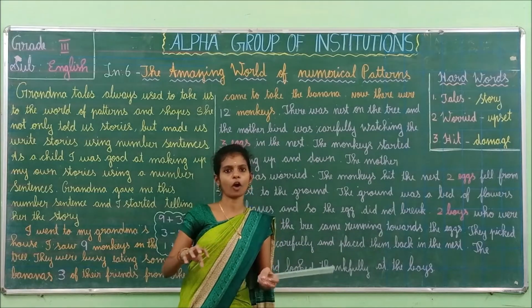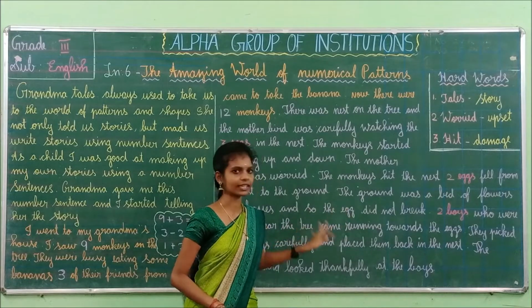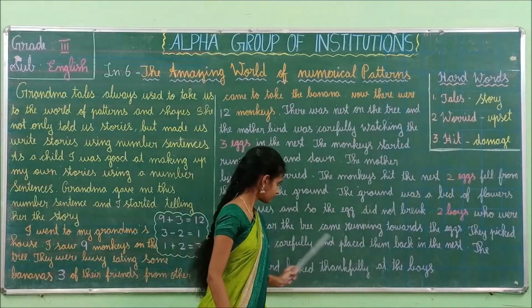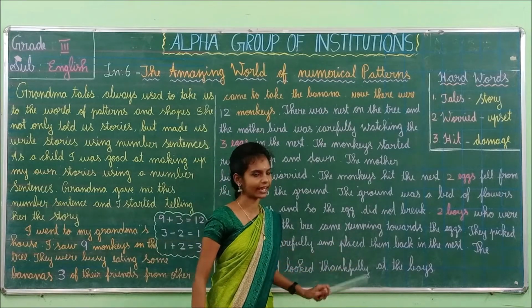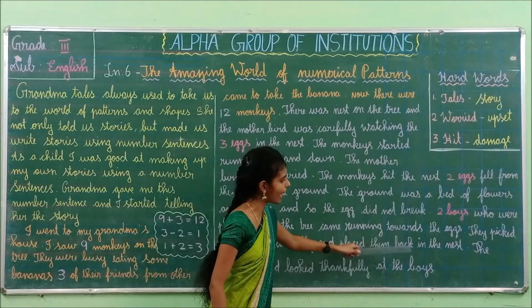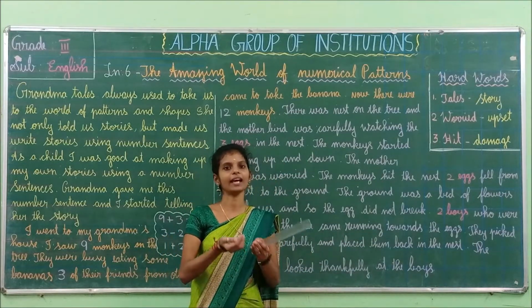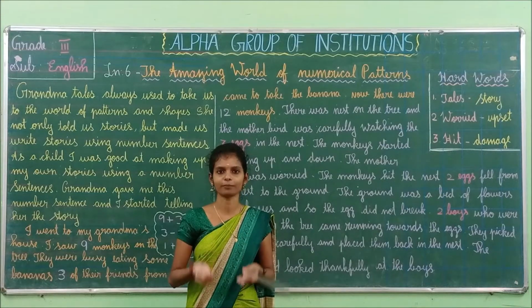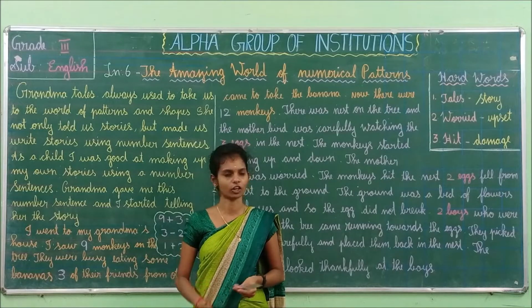Okay, so there are some boys playing near the tree. They saw all the things and came running. Two boys playing near the tree came running towards the egg. They picked up the egg carefully and placed them back in the nest. So what did they do? Yes, they picked up the eggs which fell from the tree and placed them back in the nest carefully.